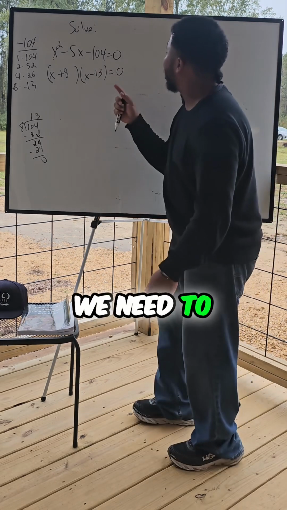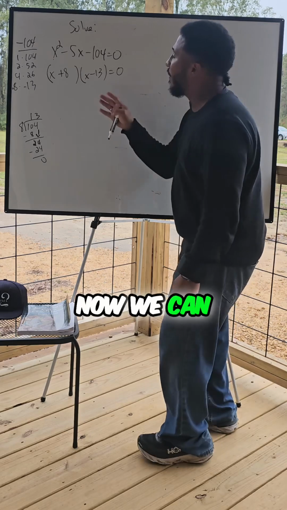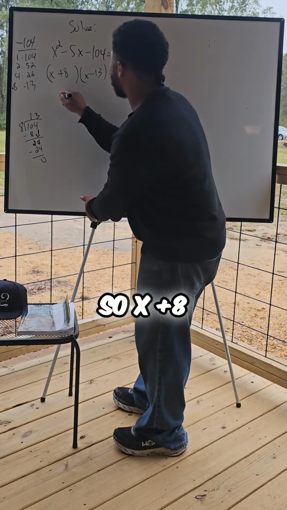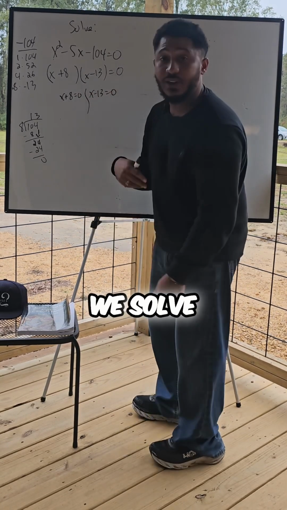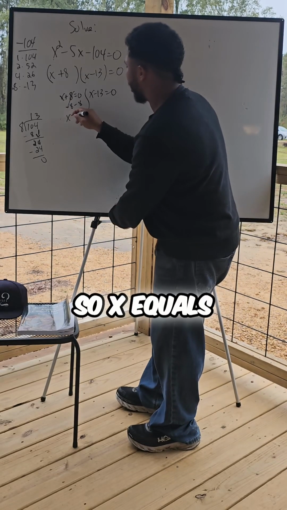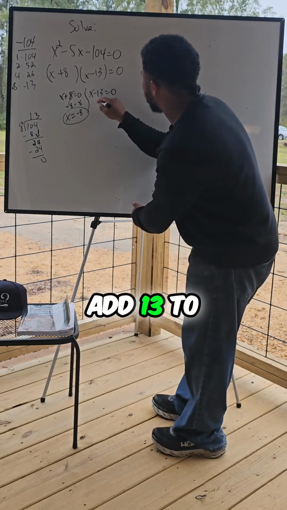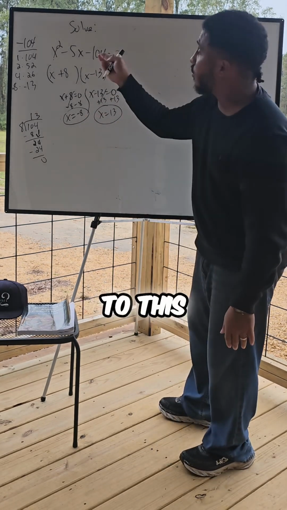So again, we need to get 0 on one side, then we factor the other side. Now we can set each of those factors equal to 0. So x plus 8 equals 0 and x minus 13 equals 0. And now we solve each of those equations separately. Here, to solve for x, we subtract 8, so x equals negative 8. Here's one of our solutions. And here we add 13 to both sides, and so we get x equals 13. Those are our 2 solutions to this quadratic equation.